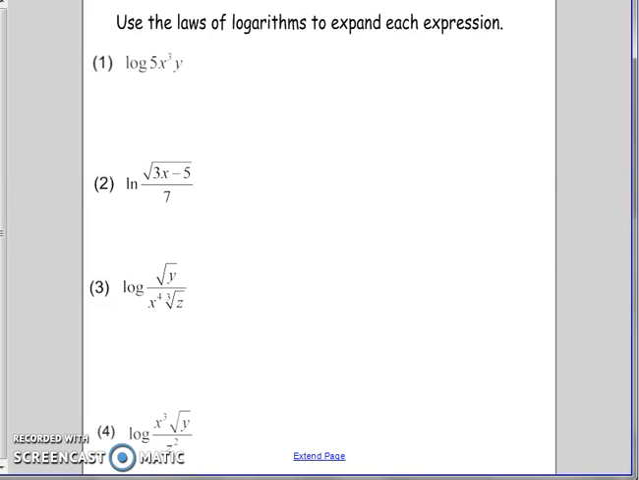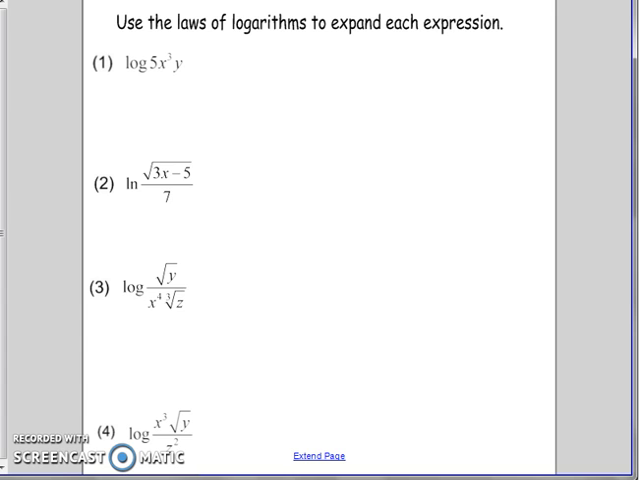Now we're going to use the laws of logarithms to expand each expression. So when we're talking about expanding logs, we're going to be starting with one log, and then we're going to break it up into adding and subtracting with different logs. So we have log of 5x cubed y.